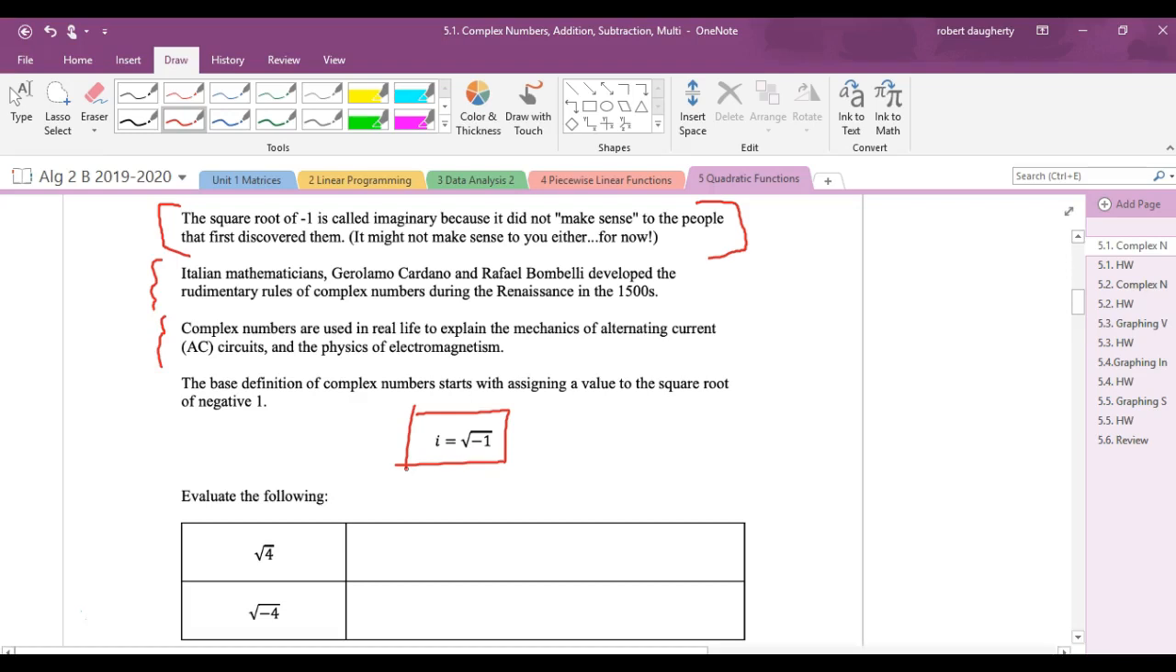I had a kid last year. I said, what is the square root of -1? He said, according to you, it's i. So if you feel like that helps you remember, that's fine. But it's not just according to me. This is our definition, that i is the square root of -1. So let's work with that and see what we come up with.